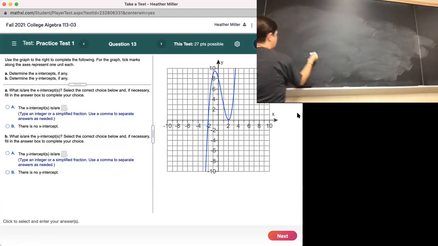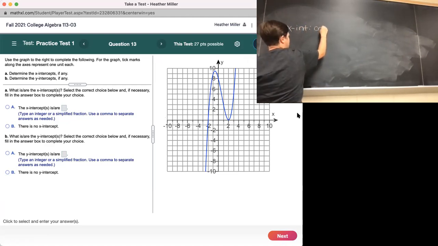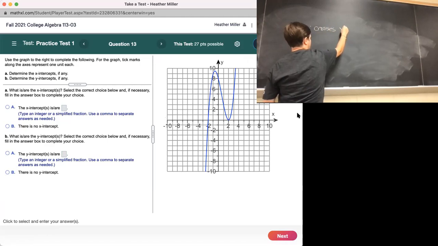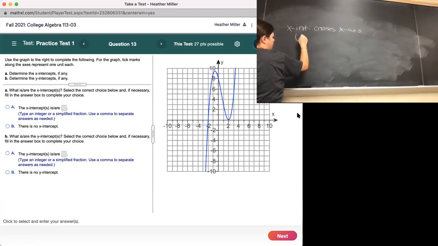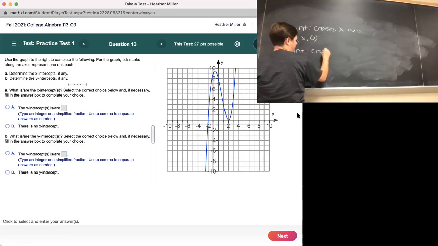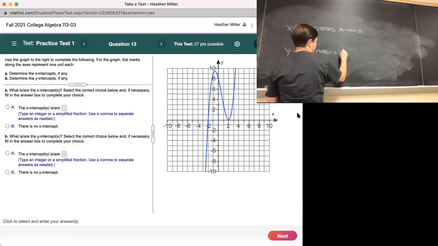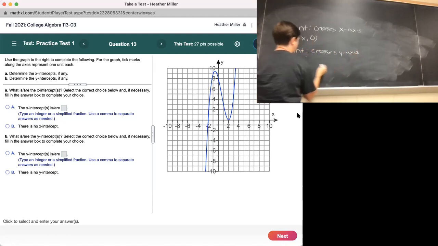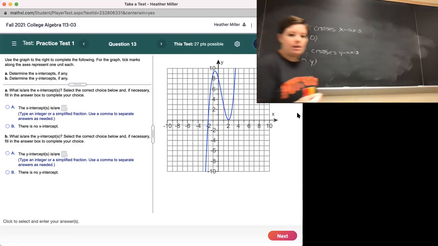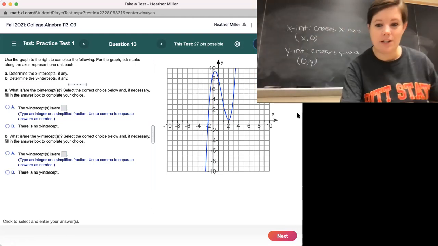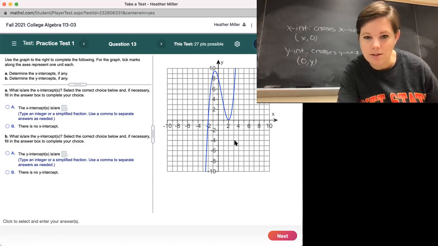So remember, x-intercepts, that's where it crosses the x-axis, or it touches. And they're always of the form x, 0. And the y-intercept is the same thing, it's where it crosses, or touches, the y-axis. And it's always of the form 0, y. So when you're looking at your graph, it's always very nice. I will tell you that. They're always going to give you nice numbers.